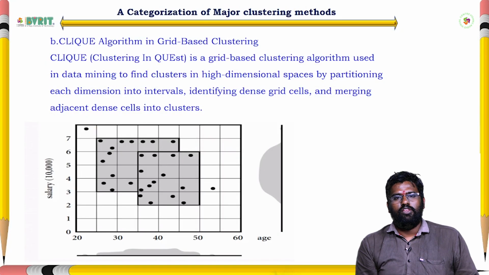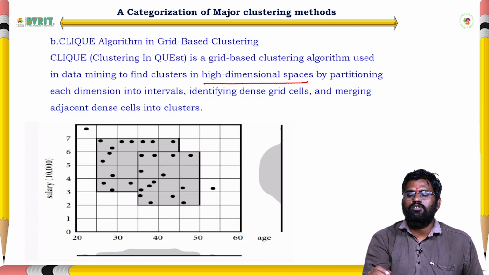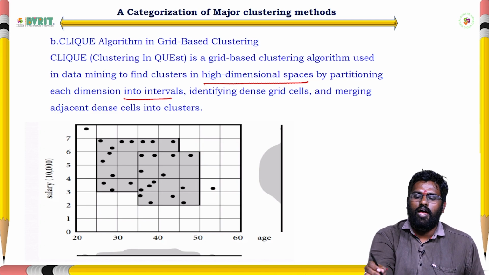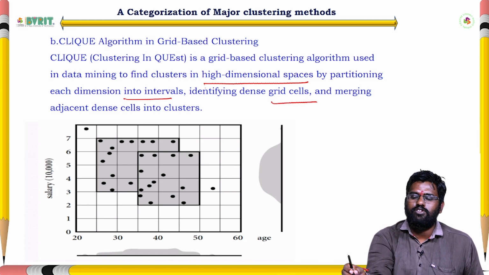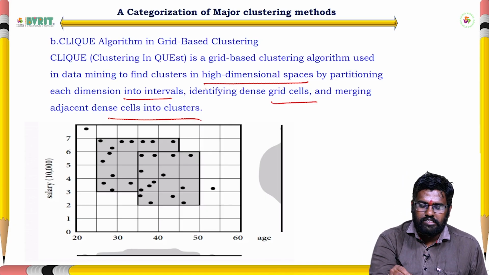Next one, another method is the CLIQUE method. CLIQUE means clustering in quest. It is used to find the given clusters in high dimensional spaces by partitioning them into intervals, whatever the ranges are, and those ranges contain grid cells, merging the dense cells into clusters. That means we have to merge that one.